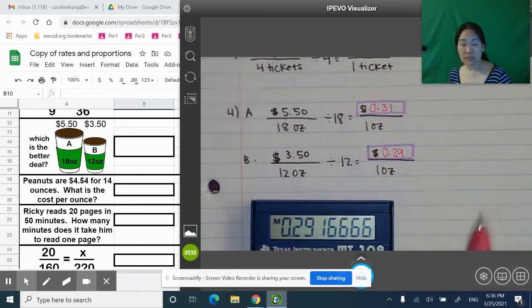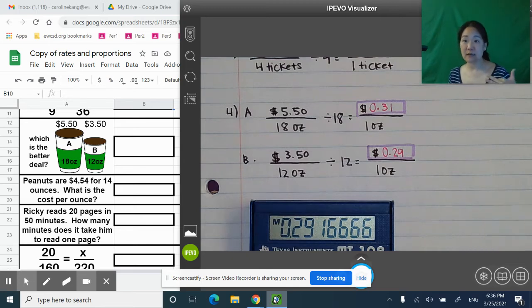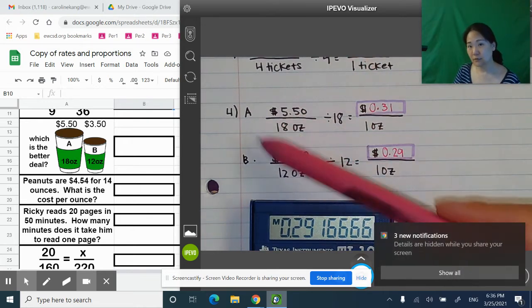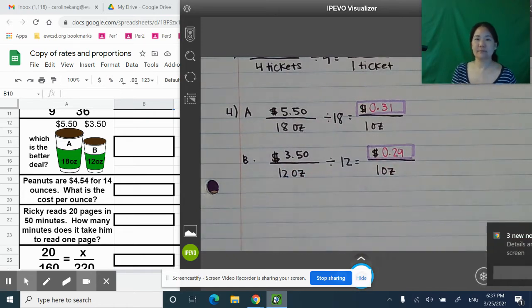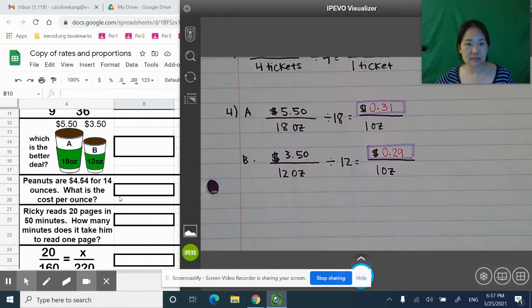So then between the two, which one is a better deal? The cheaper one, you can see which one it is. I would do either A or B for the answer, okay? All right, let's move on to the next.